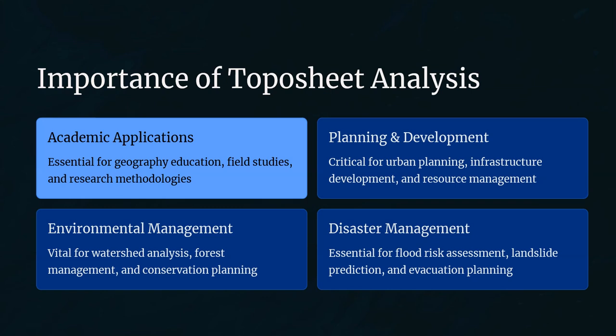Third one is environmental management, vital for watershed analysis like the river, pond, lake, and forest management. We usually say that the rainfall has decreased significantly, but we need to know why such a thing happens, whether the forest has decreased. So we need to compare the previous topographical map with the present one so that we can have some idea about environment management. Fourth one is disaster management. It is essential for flood risk assessment, landslide prediction as well as evacuation planning, right?